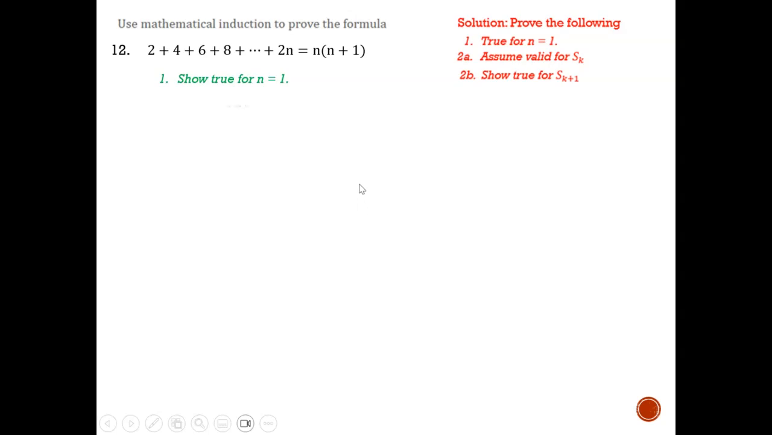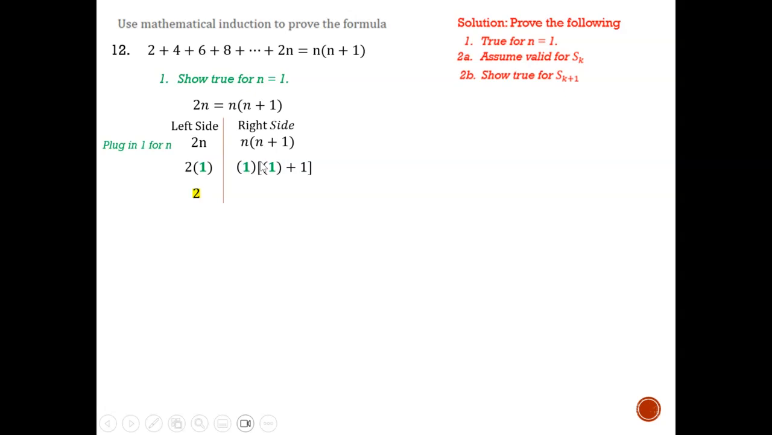So first I have to show true for n equals 1. My left side is 2n, and my right side is n times n plus 1. So I'm going to plug in 1. If we plug in 1, 2 times 1 will give us 2. On the right side, if we plug in 1 for n, it's going to give us 1 times parentheses 1 plus 1, which will give us 1 times 2, which is 2. You see, guys, they're equal to each other. That means I can go to step 2.